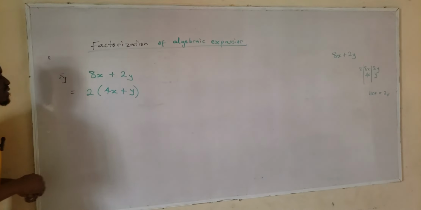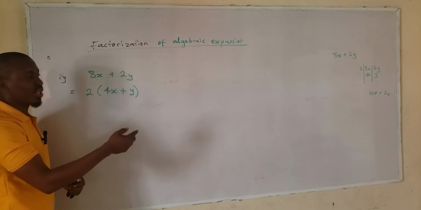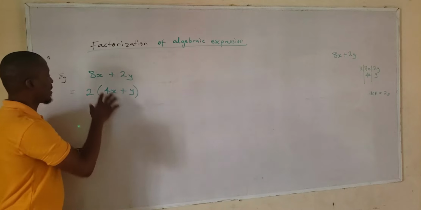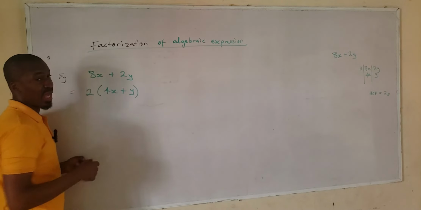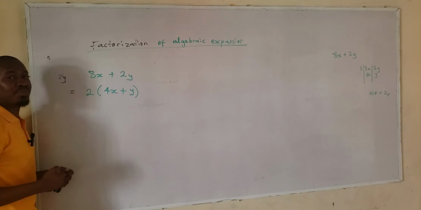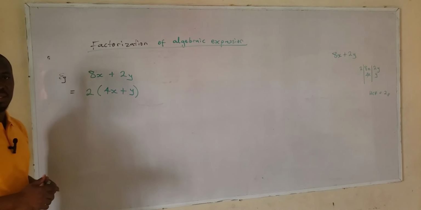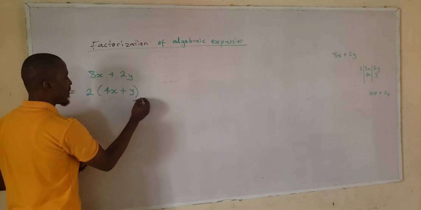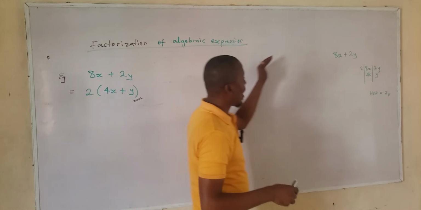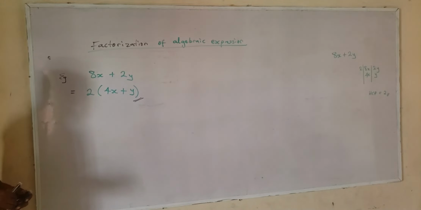Now, how can we do that? I ask myself, what number or what expression can divide this and can also divide this? If you look at this now, 2 can divide this, 2 can divide this. So I can start with that. If I do that and still have something that is common, I can equally bring it out. But luckily for us here, there is nothing else that is common to bring out. So we have factorized this expression. That is the reason why you need to go and watch the video on HCF, so that you can be able to work on factorization.